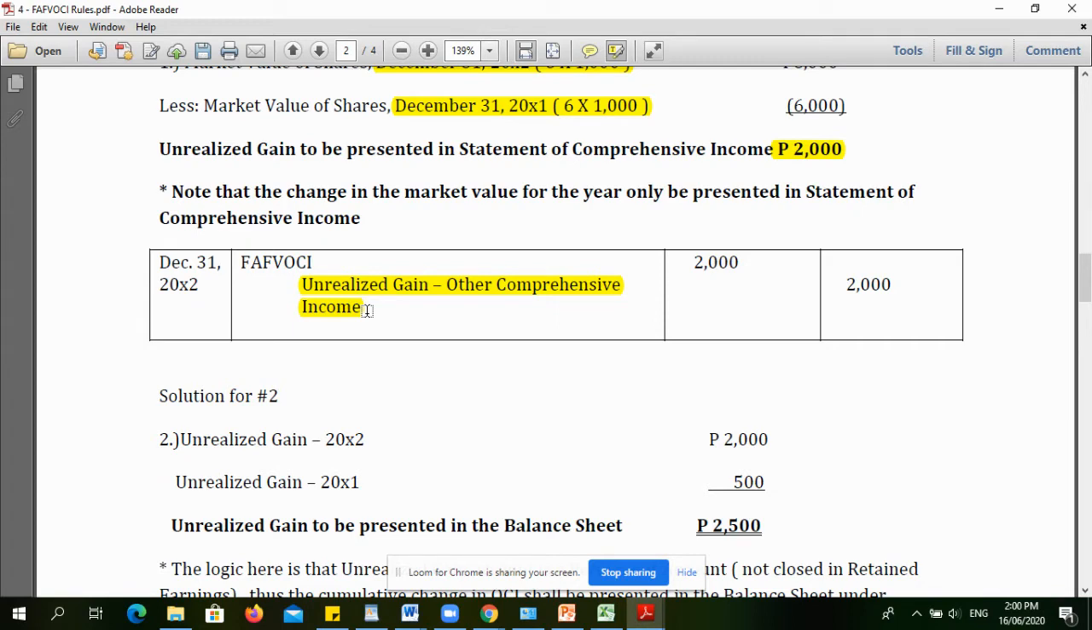Hindi to katulad ng profit or loss. Kasi pag profit or loss, at the end of the year, we close it to retained earnings. Ito naman, unrealized gain, hindi to kino-close. So this is a permanent account. This will remain in the balance sheet.